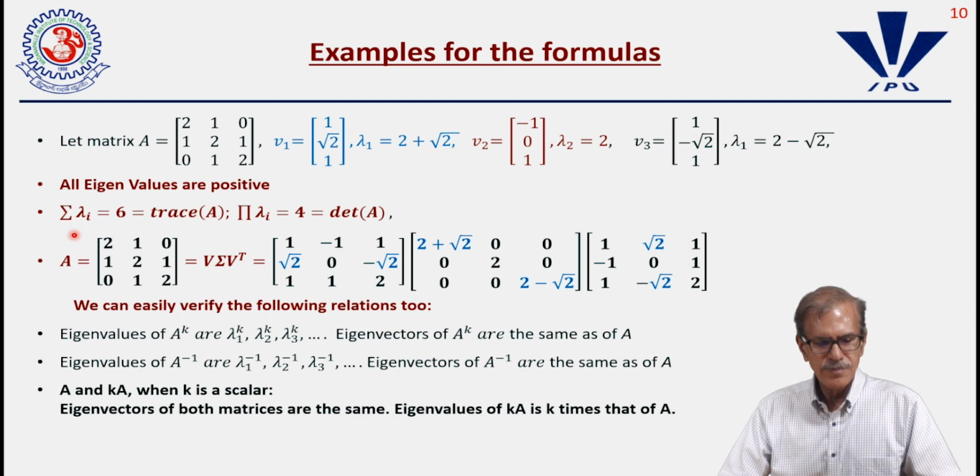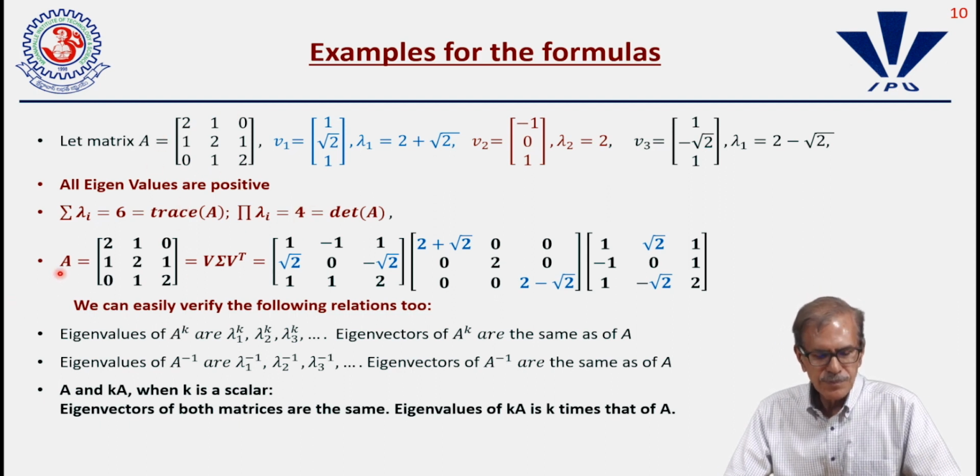You can also easily verify that the sum of the eigenvalues, lambda 1, lambda 2, lambda 3, is equal to the trace. The trace of this matrix is 2 plus 2 plus 2, 6, the same as the sum of the eigenvalues. The product of the eigenvalues, which is 4, is the same as the determinant of the matrix. You can check that.